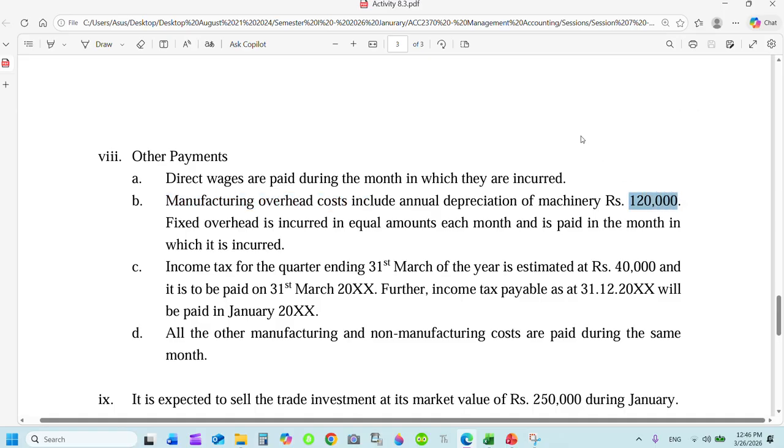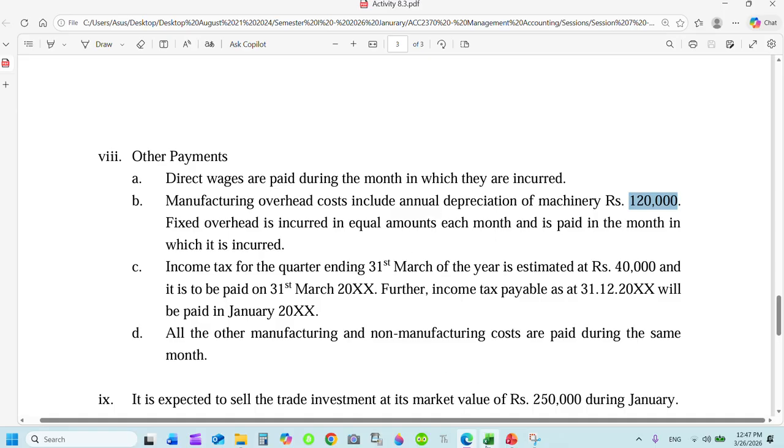So manufacturing overhead cost we absorb using the absorption rate. Out of that amount, annual depreciation of 120,000 is included. So monthly, depreciation included in the overhead absorption is 10,000. You know depreciation is not a cash outflow. So accordingly, we need to remove the depreciation of 10,000 from the overhead cost each month.